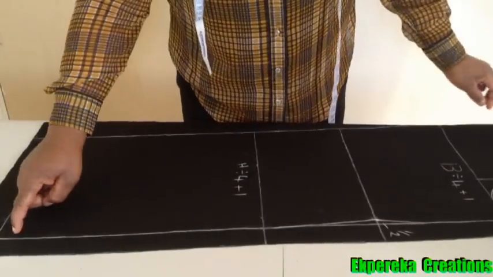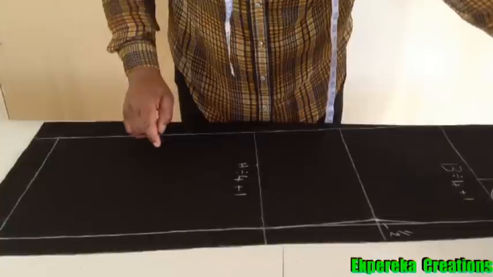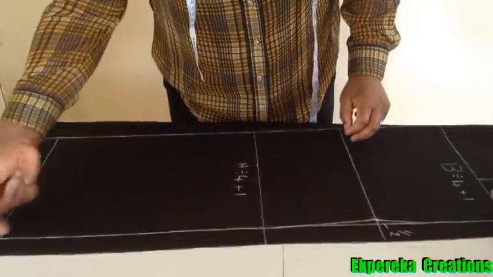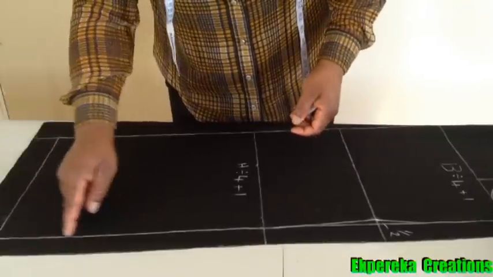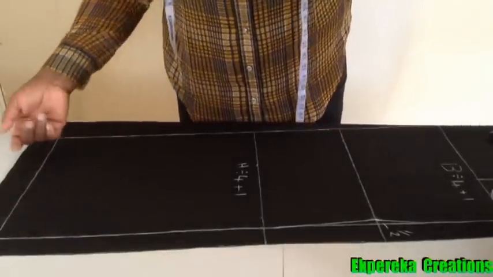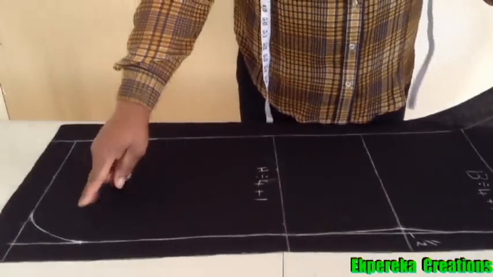I'll curve the lower part the same as the front. I marked 4 inches and curve it to this line. You can also mark 5 inches. You'll curve it to this line, or you put the front pattern on top and use it to trim it. So I've curved the lower part.